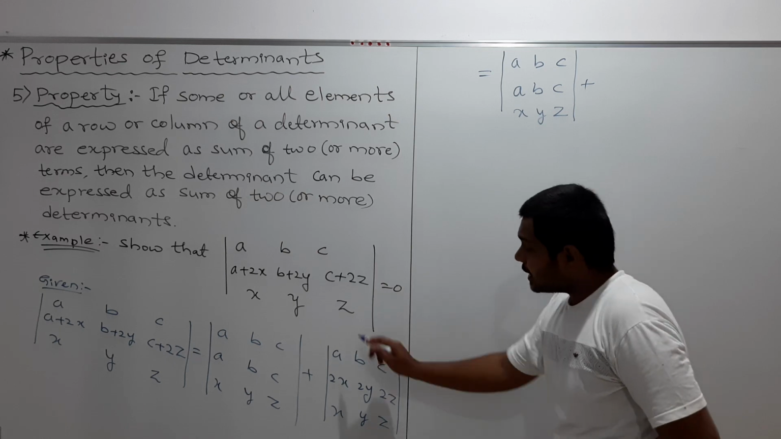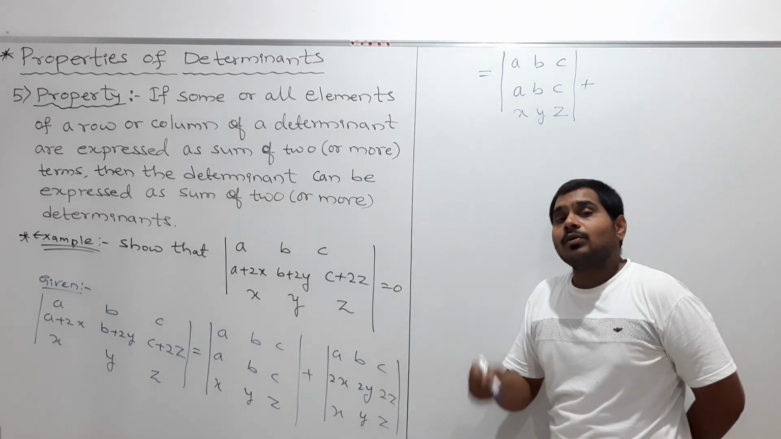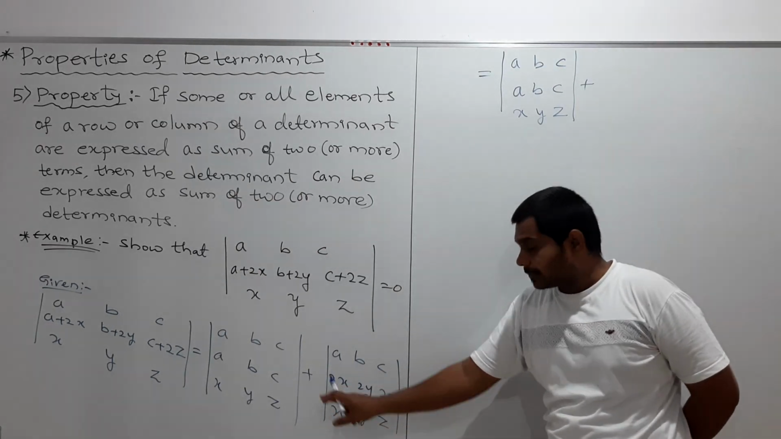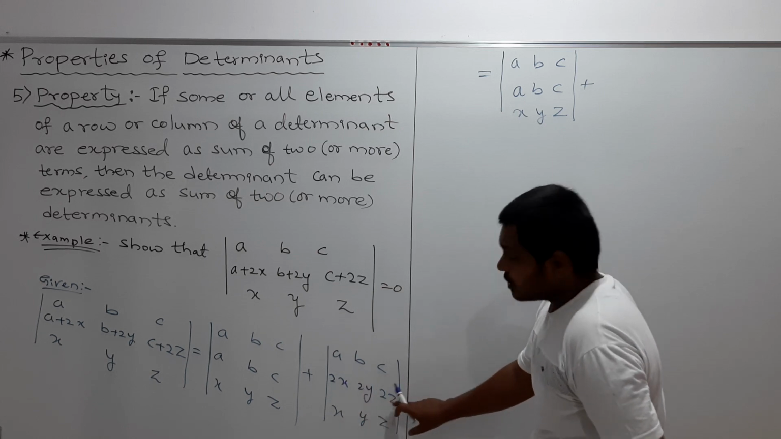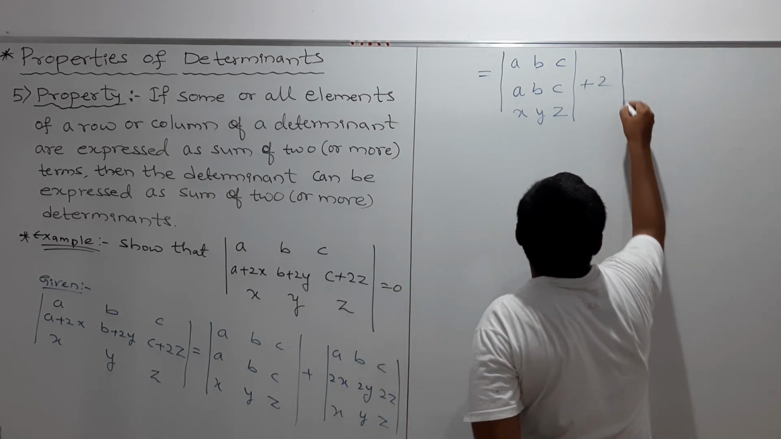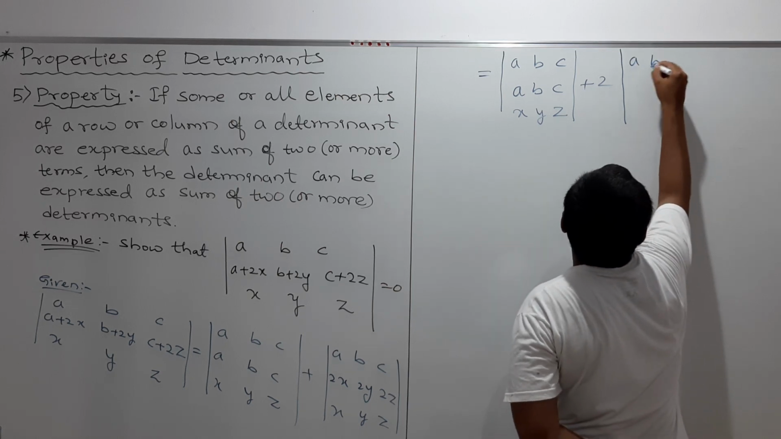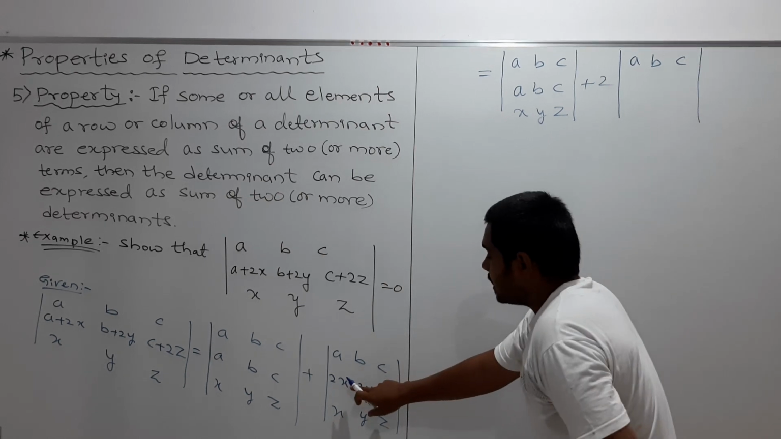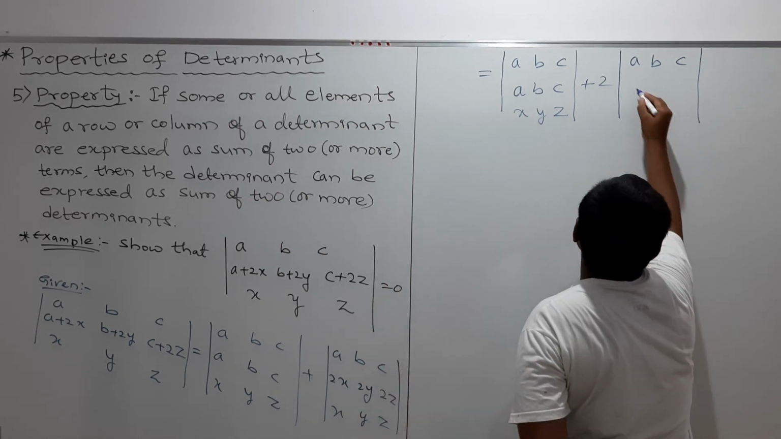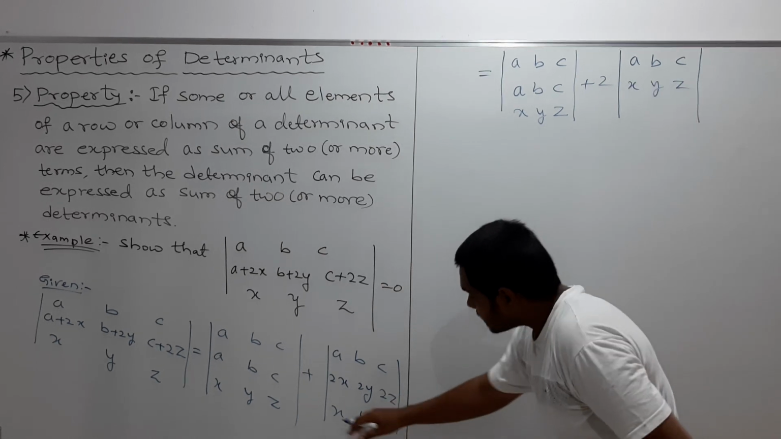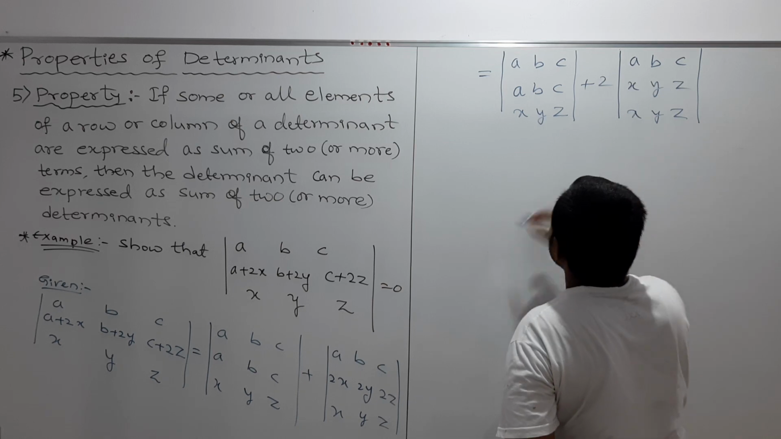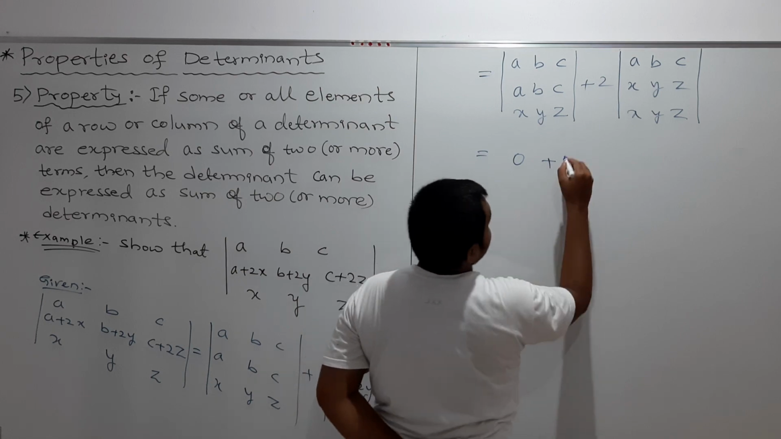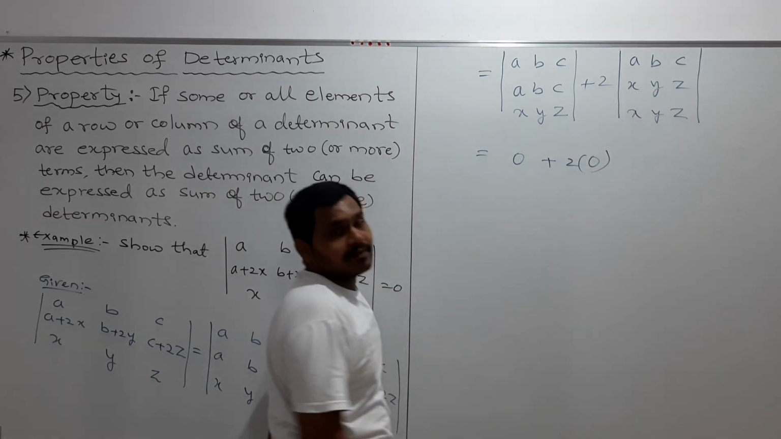What it says: in any determinant, if it is possible to take a common factor from any row or column, then we can take the common factor outside. So the 2 is here, here, and here, so I can take the 2 common outside. I write that one, and a, b, c. And next, here 2 is already taken outside, the remaining is x y z, and the third row elements are x y z. And this is equal to, I will write directly, 0 plus 2 into this value. This determinant value is also 0.